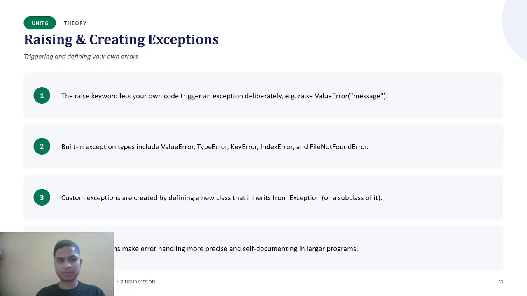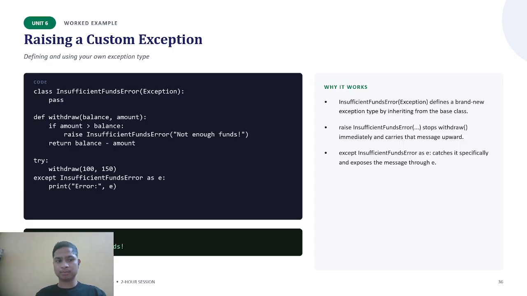So we have raising and creating exceptions, that is triggering and defining your own errors. The raise keyword lets your own code trigger an exception deliberately, for example raising ValueError with a message. Built-in exception types include ValueError, TypeError, KeyError, IndexError, and FileNotFoundError. Custom exceptions are created by defining a new class that inherits from Exception or a subclass of it. Custom exceptions make error handling more precise and documenting in large programs. We have an example for raising a custom exception, and that will be our last topic as well.